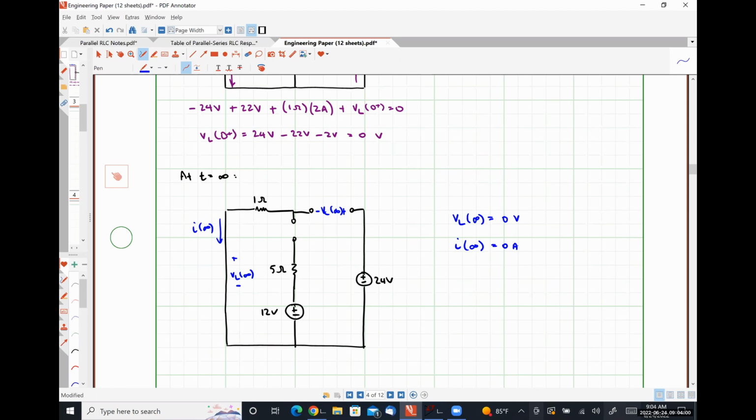And from that, I can also see that VC at infinity has to be 24 volts. Which I would get by doing KVL around the outside loop with the understanding that the current flowing through the 1 ohm resistor is 0 amps. All right, so there's my analysis at t is equal to infinity.